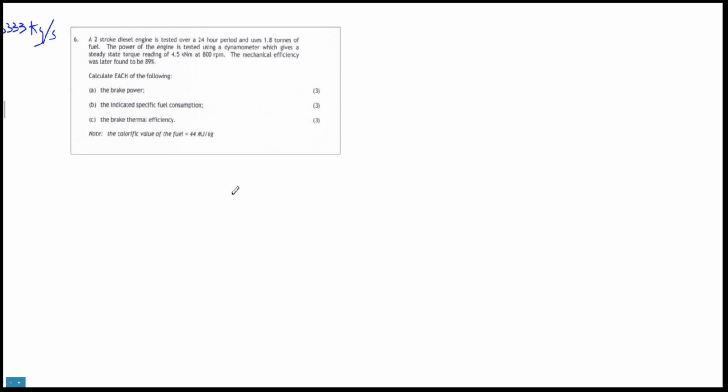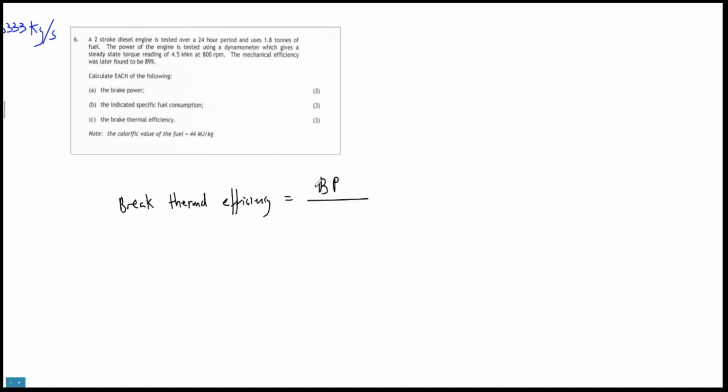Let's look at brake thermal efficiency. I need another formula for this. My brake thermal efficiency is effectively how much power we get out of it for how much energy we put into it. So it's the brake power over the amount of actual fuel we're consuming.